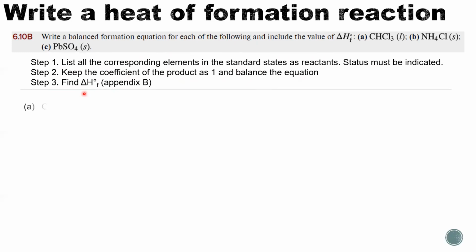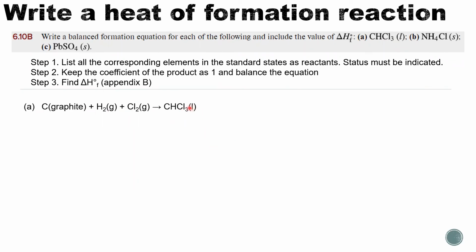For A, CHCl3, it's made of carbon. The most stable or standard phase of carbon is carbon as graphite, right? And then we have hydrogen as an element. The elemental substance of hydrogen is H2 as a gas. For chlorine, the standard state as an elemental substance is chlorine as a gas. Fluorine and chlorine are gases. Okay, so we list all of the reactants and the product. We don't have any other elements in the compound, so we've completed the first step.